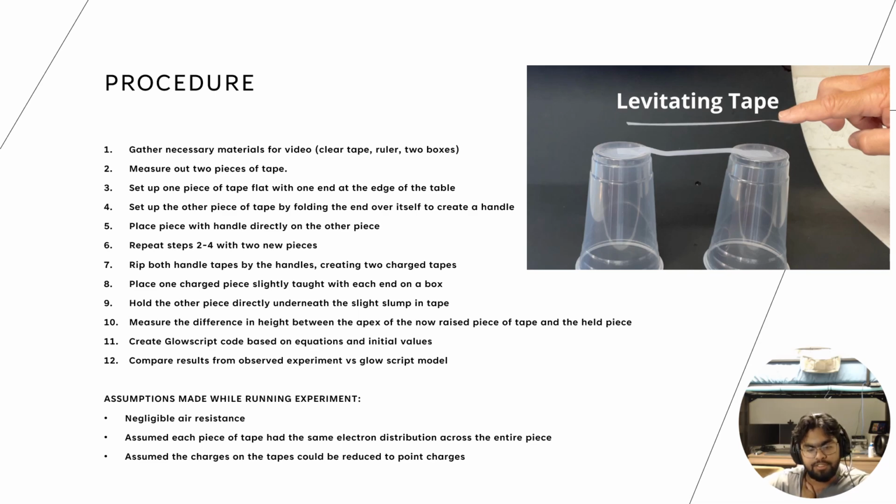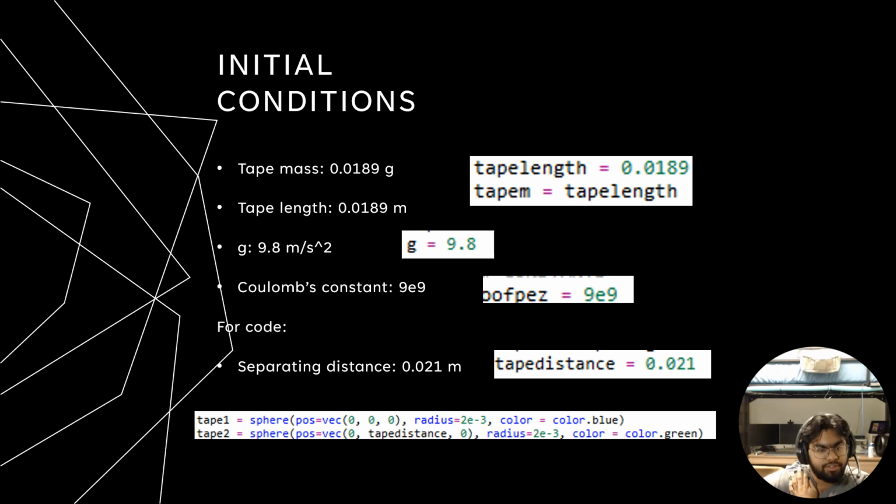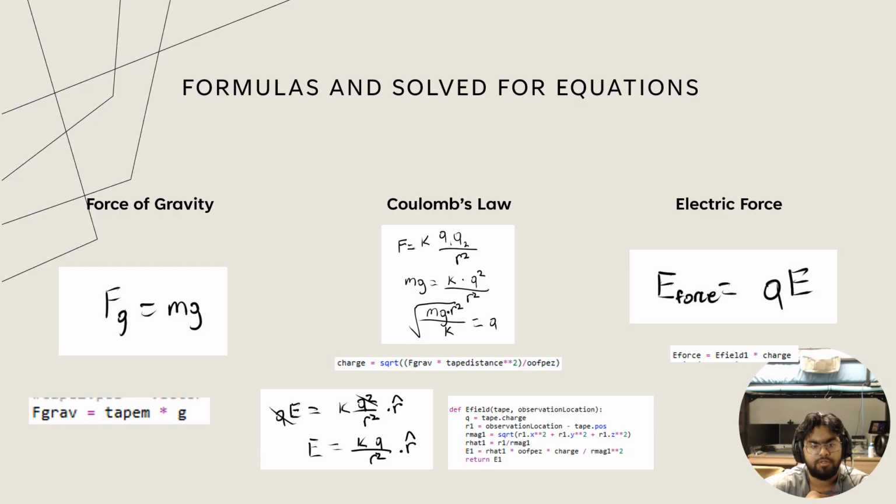We assumed that each piece of tape had the same electron distribution and that all charges on the tapes could be reduced to point charges. Here are the initial conditions: the mass of the tape, the length of the tape, some constants like acceleration due to gravity and Coulomb's constant. And then for the code, separating distance was also a starting requirement.